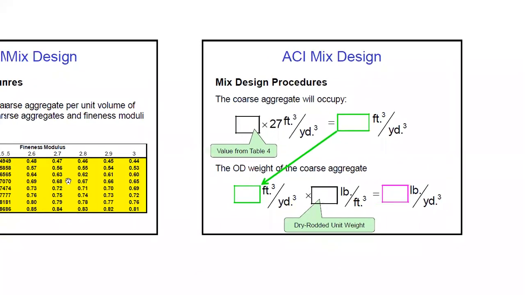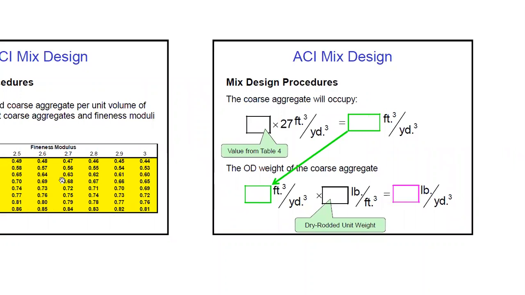Now, the value that I'm getting from here, for example the 0.63 value from table 4 over here, is then multiplied by 27. Now what is 27? It is the unit conversion of cubic yard to cubic feet: 1 cubic yard is equal to 27 cubic feet. That's a unit conversion there.